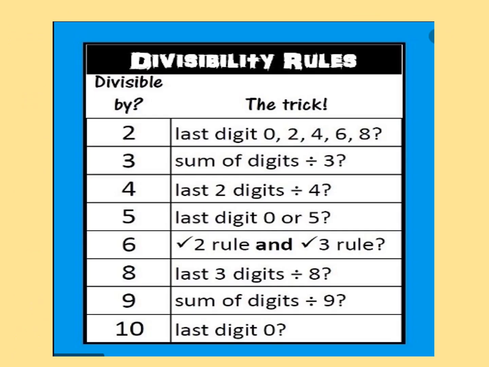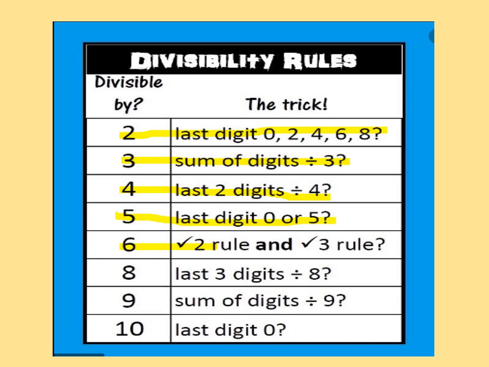So here is a small table to help you in revising the rules. Divisibility by 2, last digit should be 0, 2, 4, 6, 8. For divisibility by 3, sum of the digits should be divisible by 3. You will add all the digits and then you will see whether it is divisible by 3 or not. For 4, last two digits should be divisible by 4. For 5, last digit should be 0 or 5.